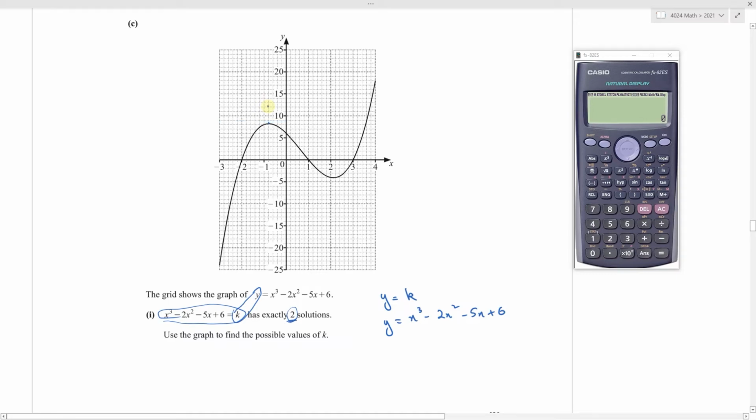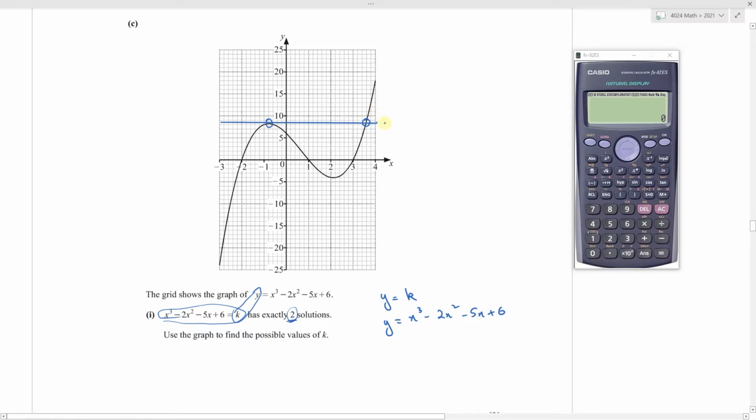Little below. So this just touches this point. So this is your first point of intersection, and this is your second point of intersection. So you need to find all the possible values of k.